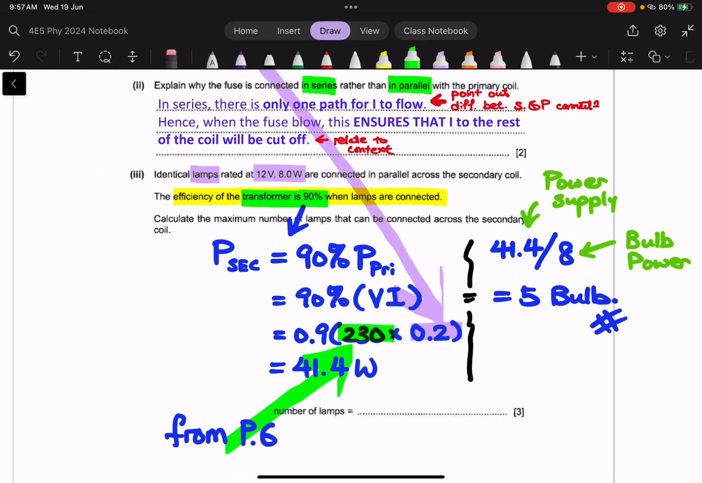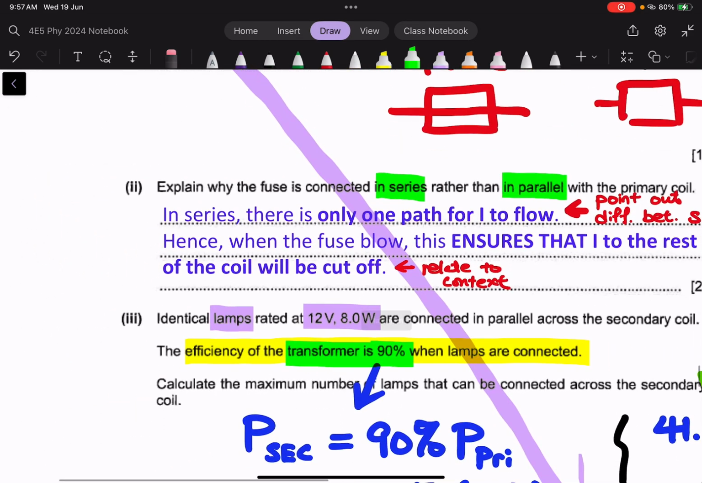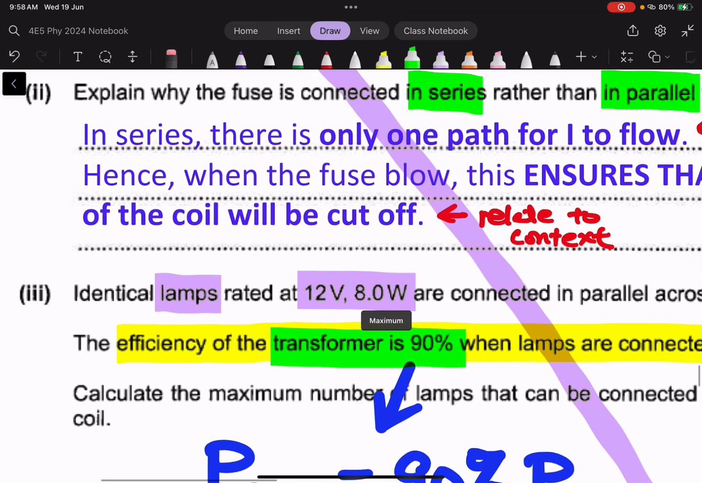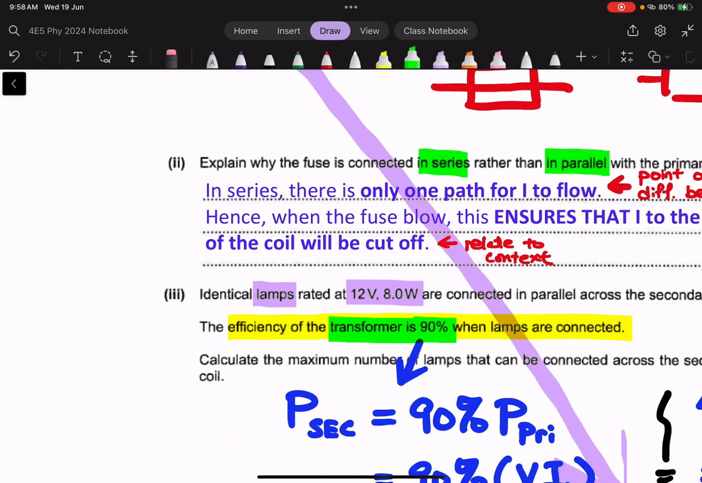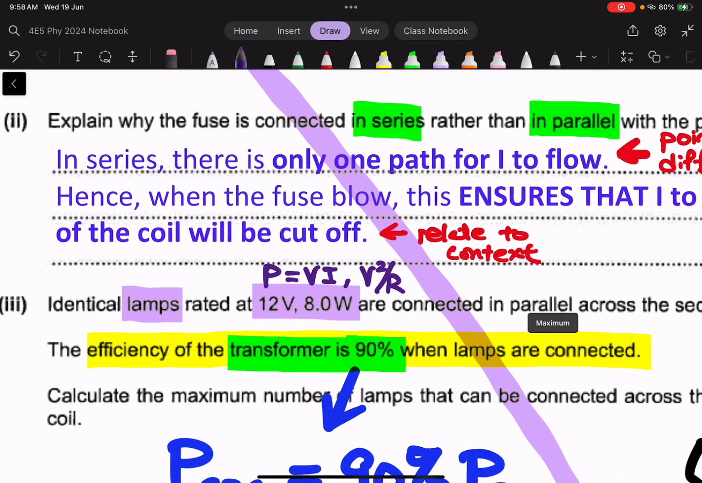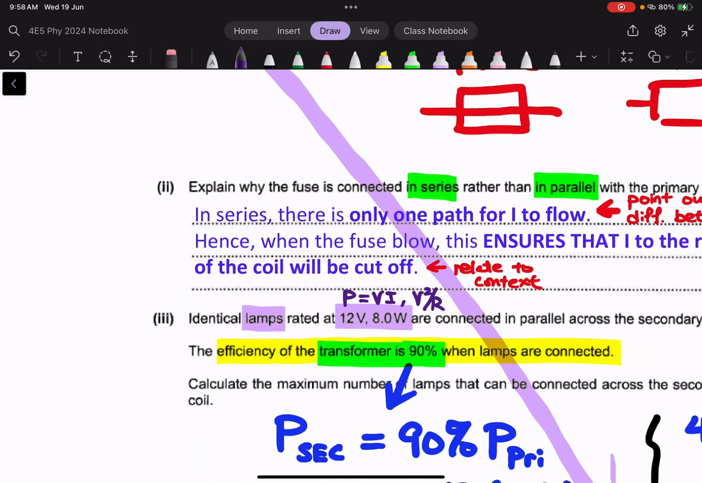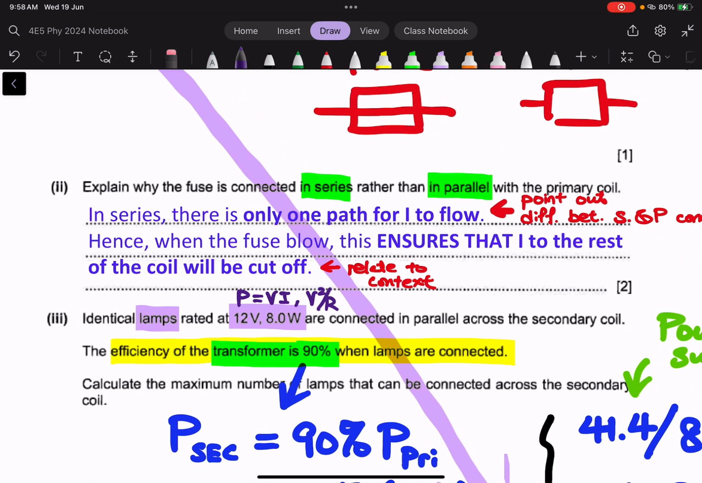First, I was told that the lamp has this particular power rating. I know that from this power rating, I can definitely find out the current, using the formula P equals VI. I can even use V squared over R to find the resistance of the lamp, which is a constant. Then I see that my transformer is 90% efficient. So if my primary coil is 100 W, my secondary coil only gets 90 W. Then it says I need to find the maximum number of lamps that I can connect.